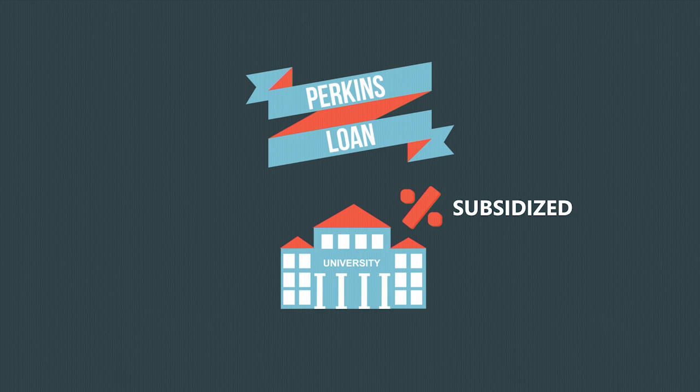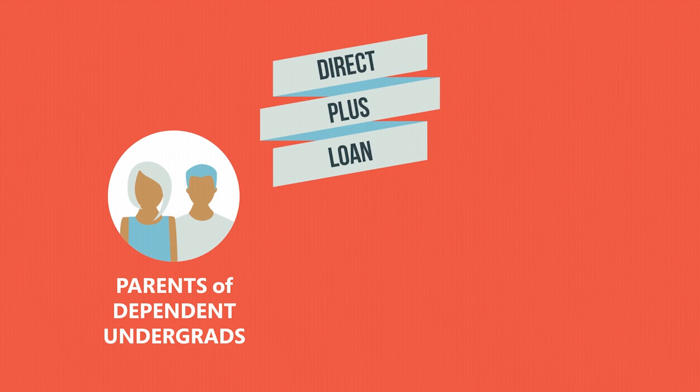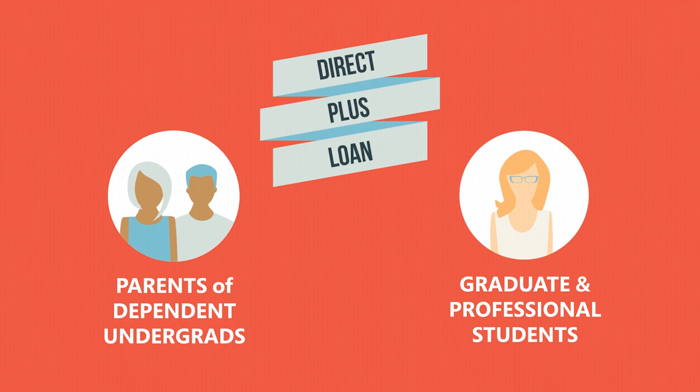The final type of federal loan that you might see on your award letter is the Direct Plus loan. This type of loan is for parents of dependent undergraduate students and graduate and professional degree students. This is not need-based, so even those with higher incomes may be eligible. There are a few differences between this type of loan and the other federal loan types.